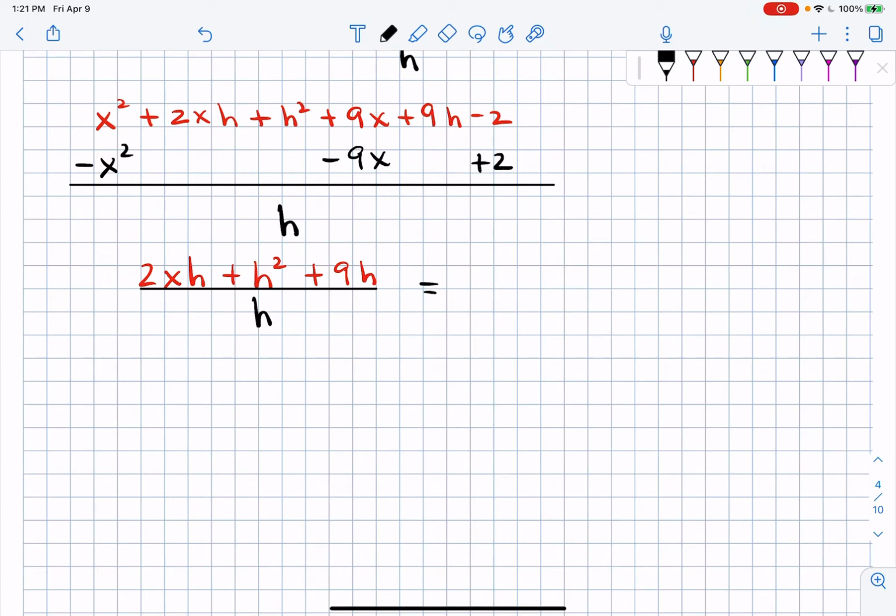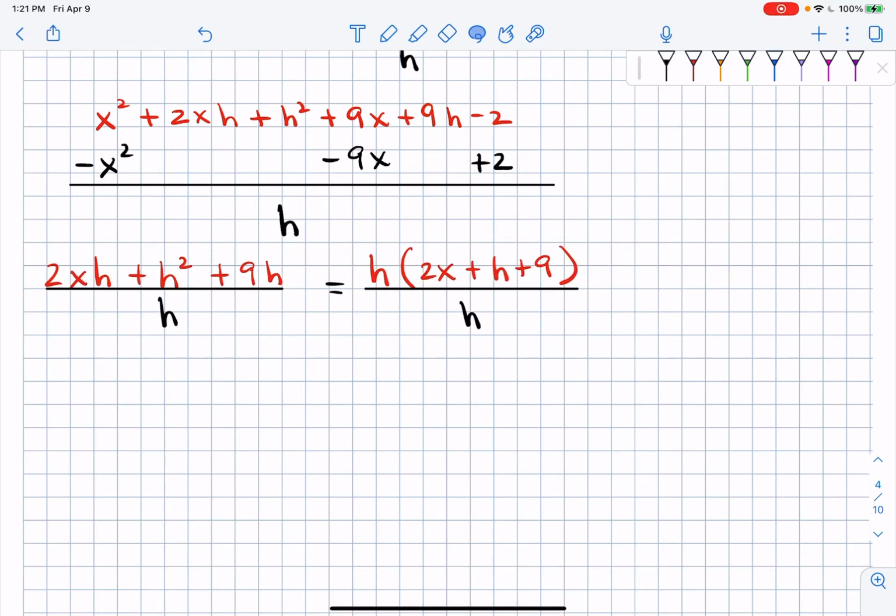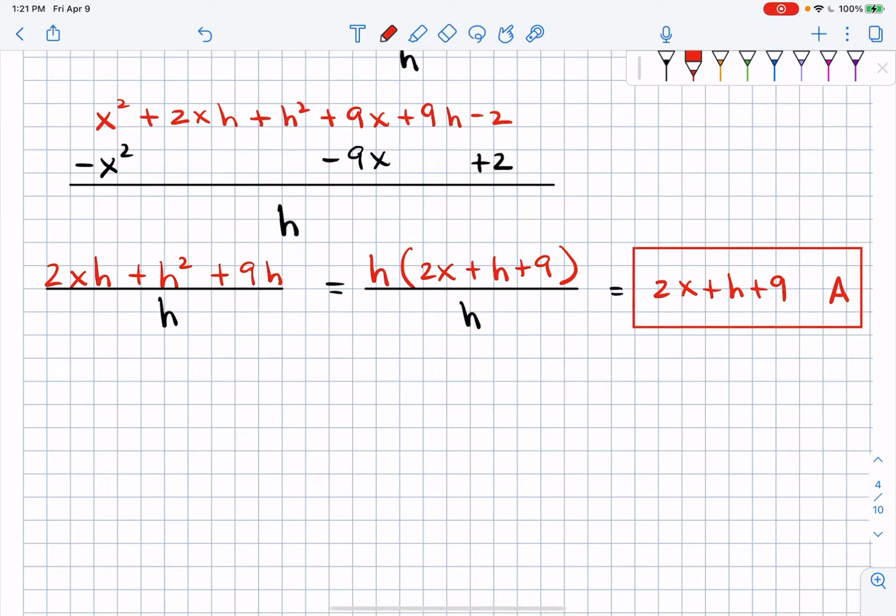So that's going to equal to, there is an h in every single part, right? So if I took out an h, what do I have left? I got 2x plus h plus 9 all over h. And look at what cancels out. The h cancels out. So guess what I have left? I just have the 2x plus h plus 9. And that's going to be choice A. And there we go. All right, on to the next one.